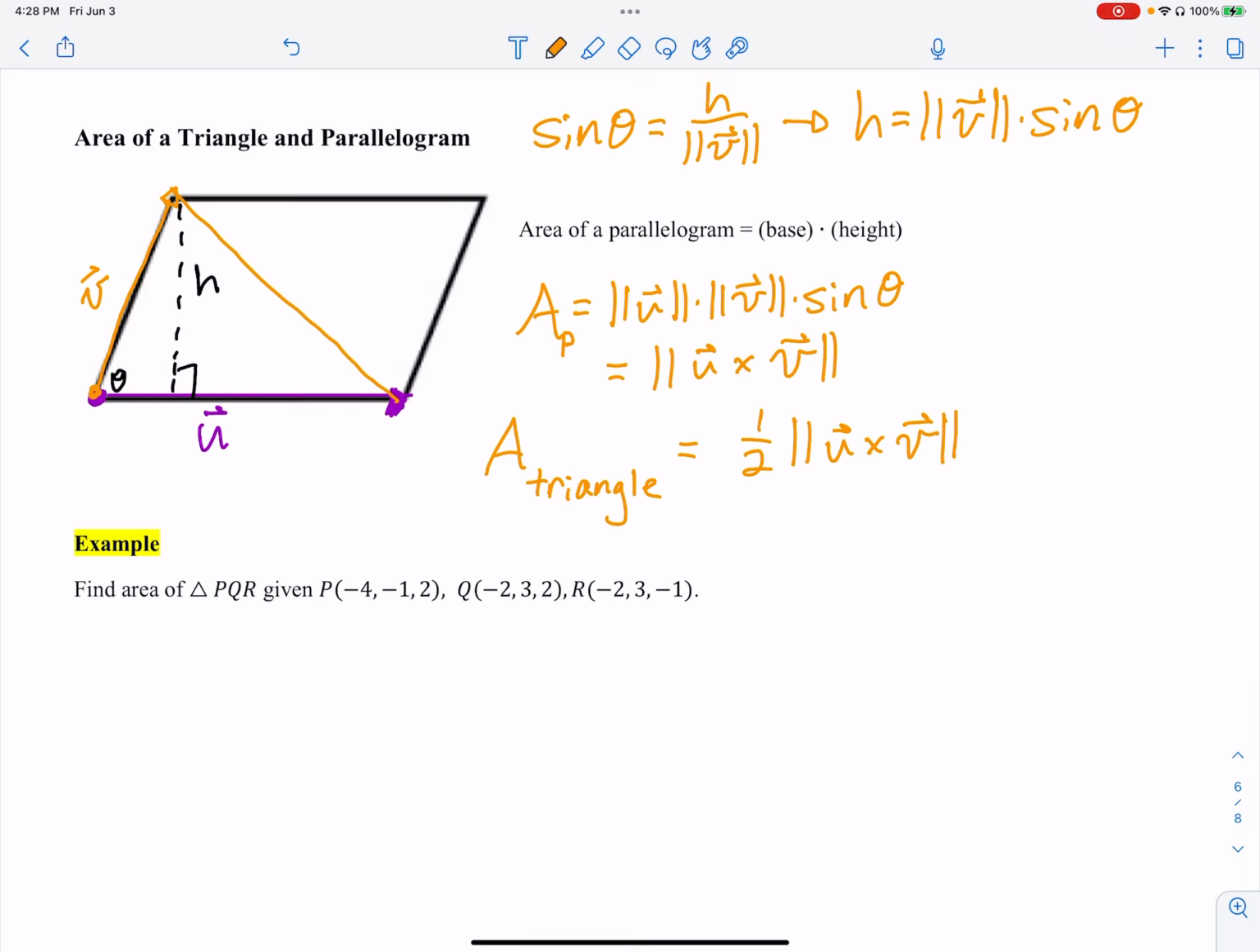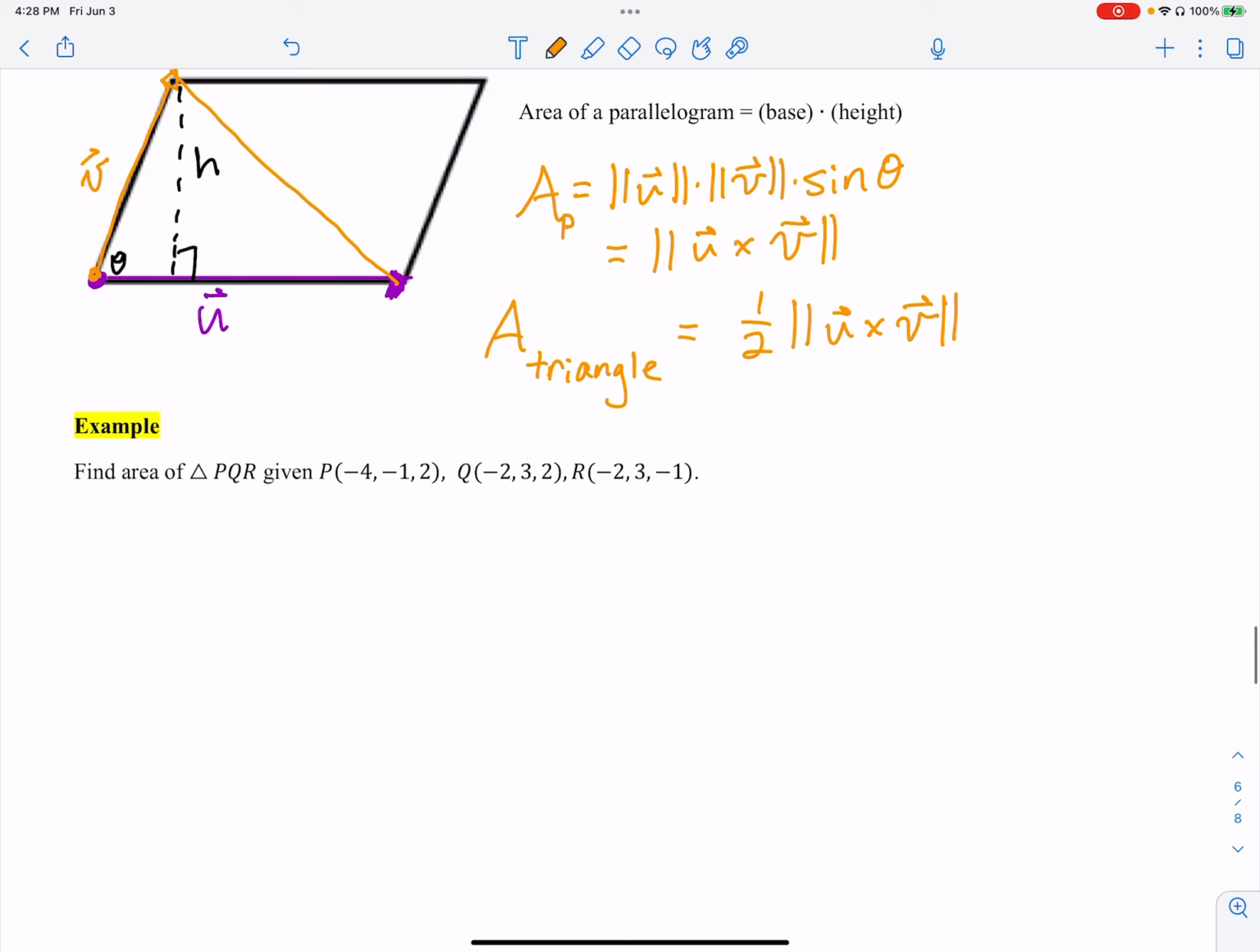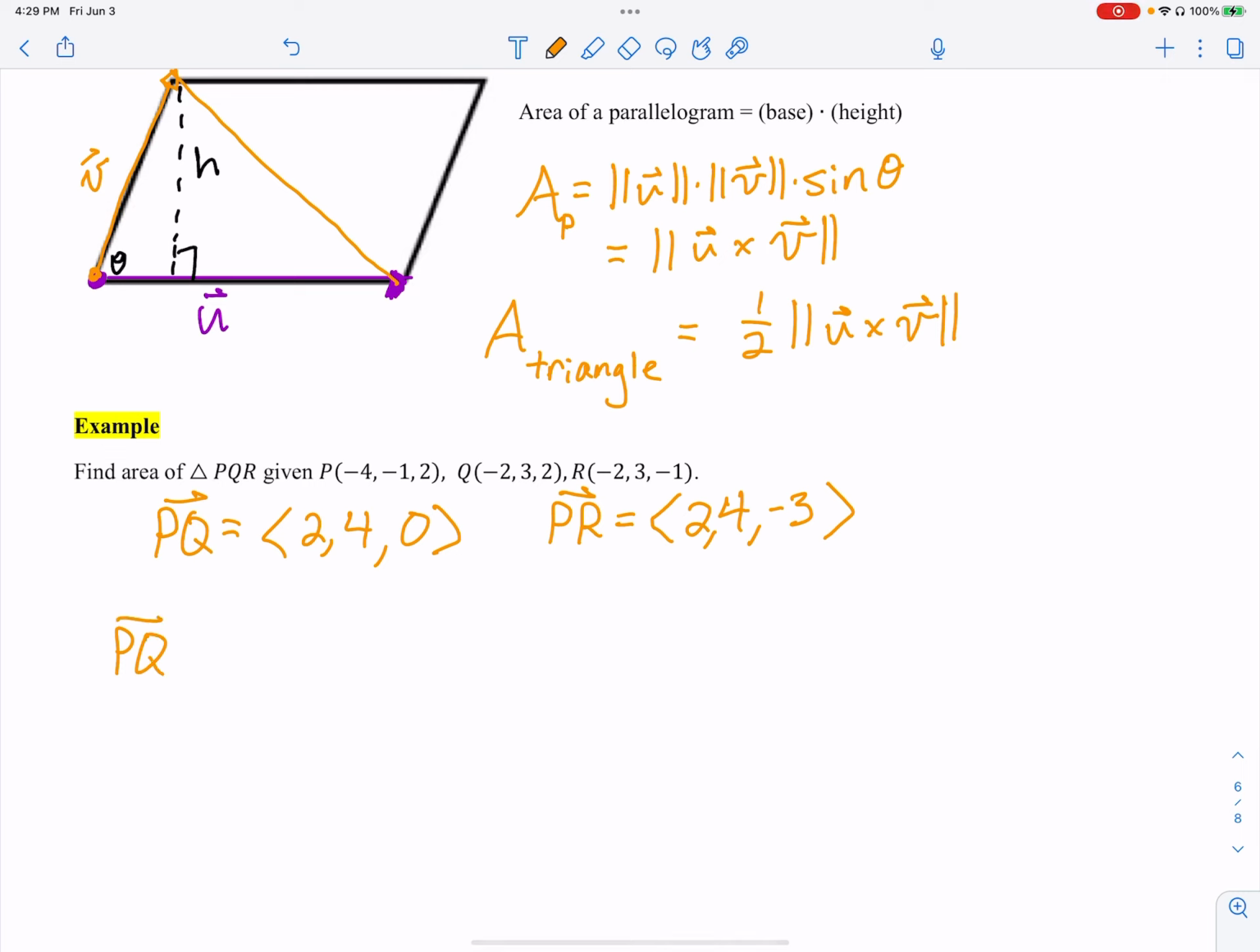So let's find the area of triangle PQR given the 3 points of the triangle. It would be really nice if I could just find 2 vectors, because if I had 2 vectors, I could take the cross product and get an area of the triangle. So let's find PQ. So that is taking Q minus P. -2 minus -4 is a +2. 3 minus -1 is a 4. 2 minus 2 is 0. We also need a PR. We want them from the same place. I got 2, 4, and -3. It's very similar, but not exactly. All right, so to find the area, I'm going to do PQ crossed with PR. And we'll go from there.